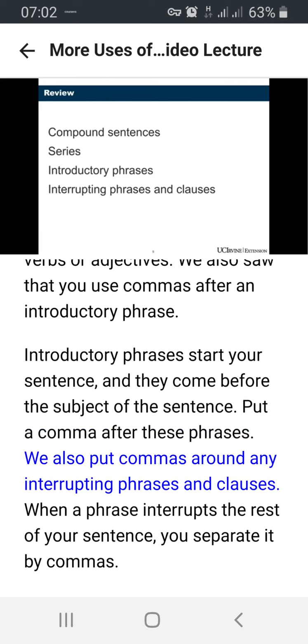We also put commas around any interrupting phrases and clauses. When a phrase interrupts the rest of your sentence, you separate it by commas.